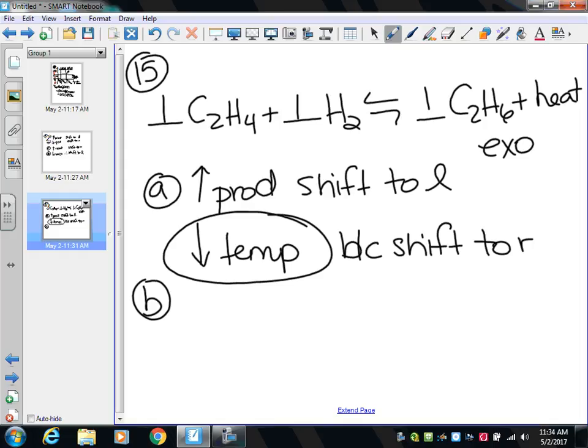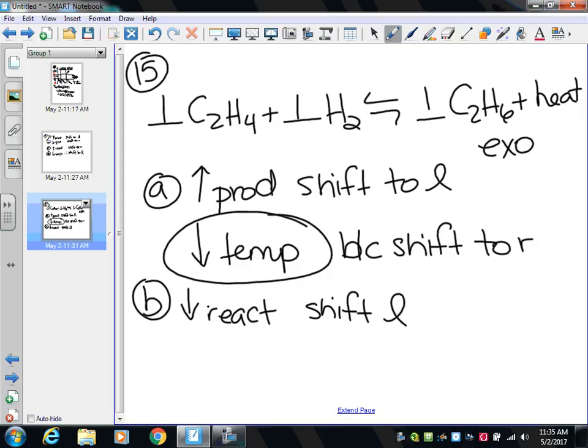On to B. Decreasing the concentration of ethylene. Ethylene is either a reactant or a product. Kristen? Reactant. So if I'm decreasing the reactant, which way is it going to shift then, Trixie? It's going to shift to the left. Okay, and if it's shifting to the left, I want to counterbalance that by shifting to the right. Let it pull it out.